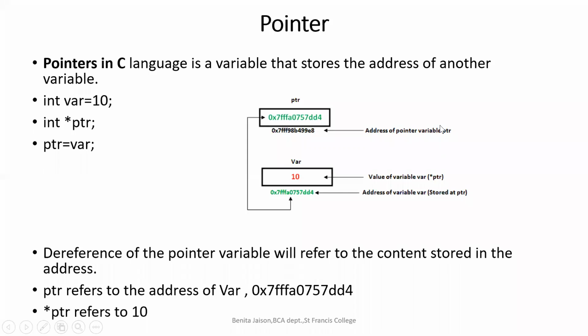For each type of variable, if it is an integer variable, we should declare an integer pointer in order to store the address of the integer variable. If it is a character variable, we should declare a character pointer to store the address of the character variable. If it is a float variable, we have to declare a float pointer to store the address of the float variable.